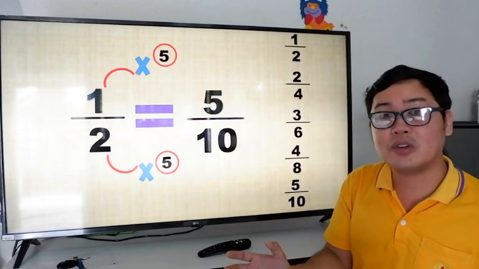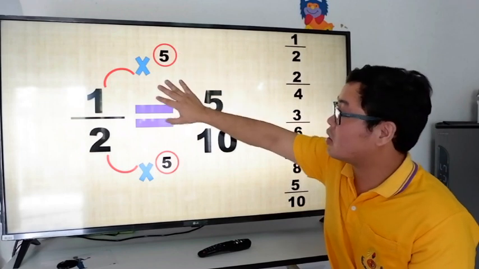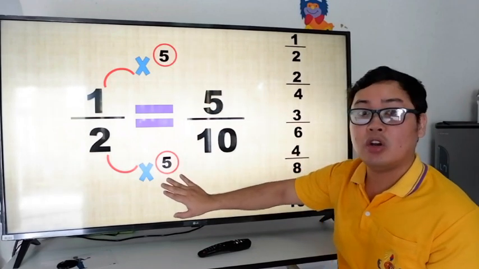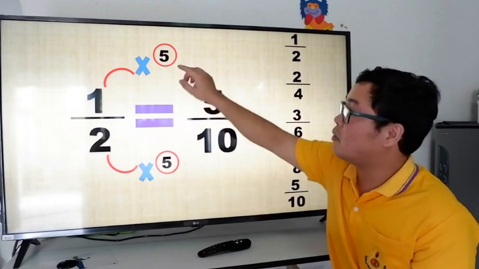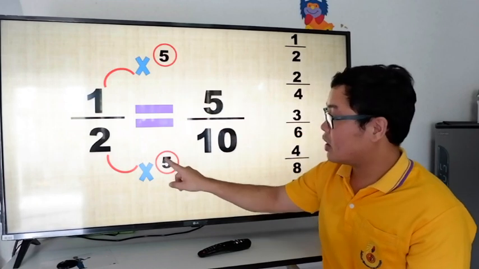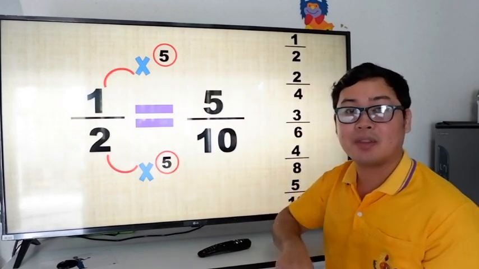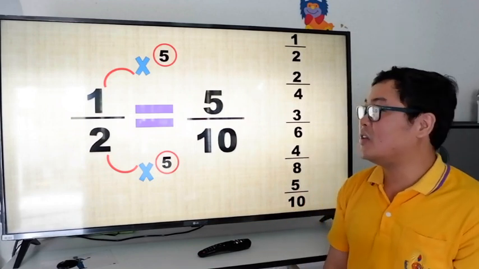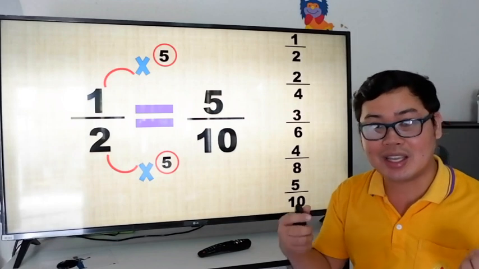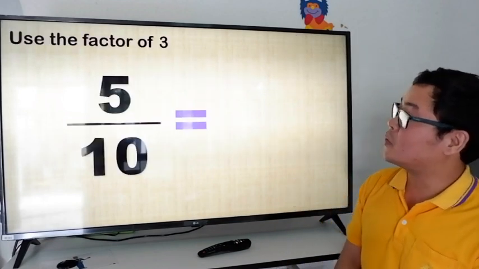In here class, okay, don't forget whatever I do to the top, which is the numerator, I've got to do to the denominator. Okay, if you have put 5 here, your factor is 5 here, so the same, the denominator uses the same number. Okay, so now this time I am going to show you more examples so that it is easier to understand. So use the factor of 3.